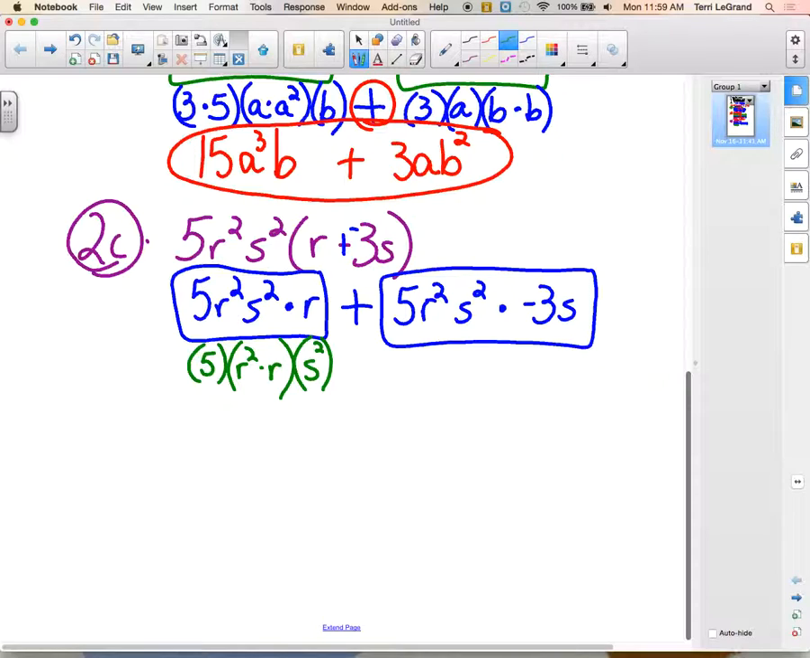And then 3. Negative 3. And then we bring down our addition sign. And we're going to group together the 5 and the negative 3. They can be multiplied times each other. R squared doesn't have any of the r's. S squared times s.